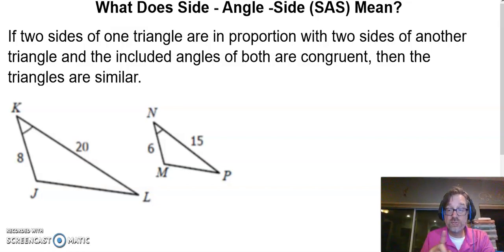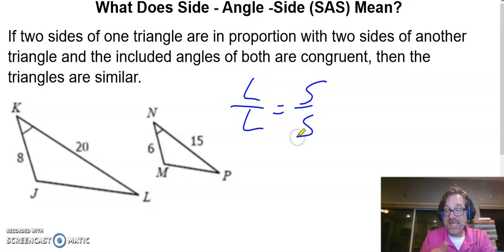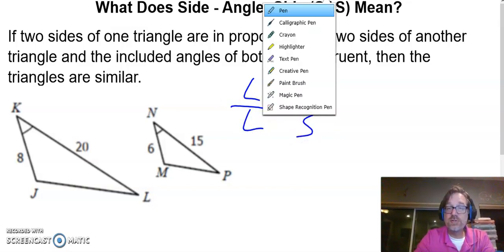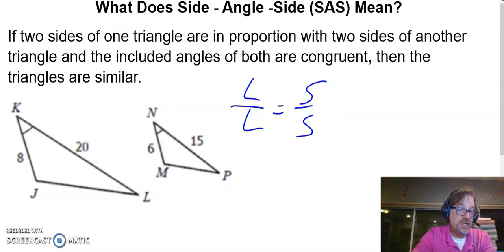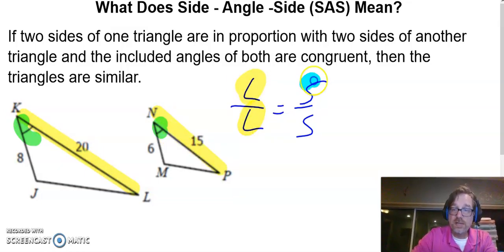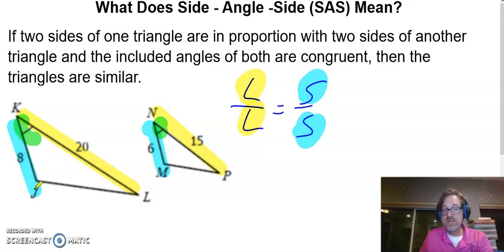So we're looking for two sides to be in proportion, just two, and the angle in the middle has to be congruent. So to do side, angle, side, I'm going to say hey, check it out. I've already got the angle, and we have long side, and we've got the short sides. Boom, boom. The question is, are the fractions the same? That's what we have to check.